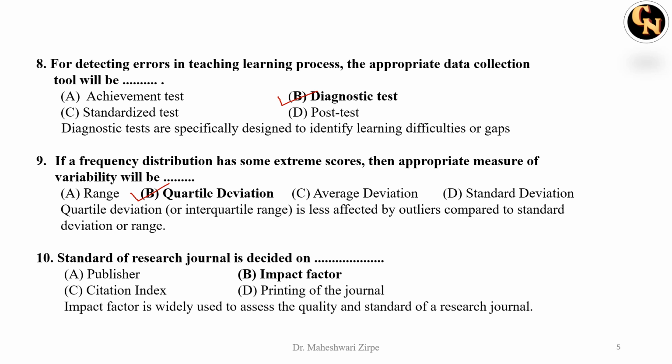Next is standard of research journal is decided on dash. So as a researcher, you should know that impact factor is very important, widely used to assess the quality and standard of a research journal. Whenever we search for a journal on a website, we try to find out what is the impact factor. Greater the impact factor, better is the journal. The quality and standards are very good. So whenever you search for a journal, you should see the impact factor first to know the standard of that research journal.